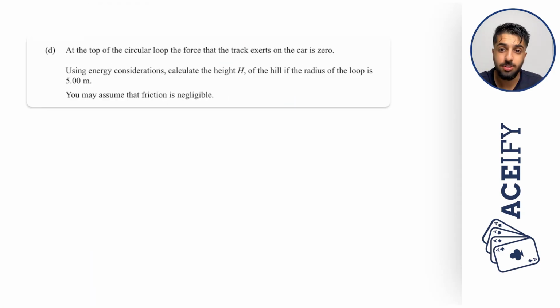At the top of the circular loop, the force that the track exerts on the car is 0. Using energy considerations, calculate the height of the hill if the radius of the loop is 5 meters. You can assume there is no friction. Okay, so if you watch my video on vertical circles, you know that if the track exerts 0 force on the cart, we are now talking about the minimum speed. We also know that this is a conservation of energy question because it says using energy considerations. That's talking about conservation of energy.